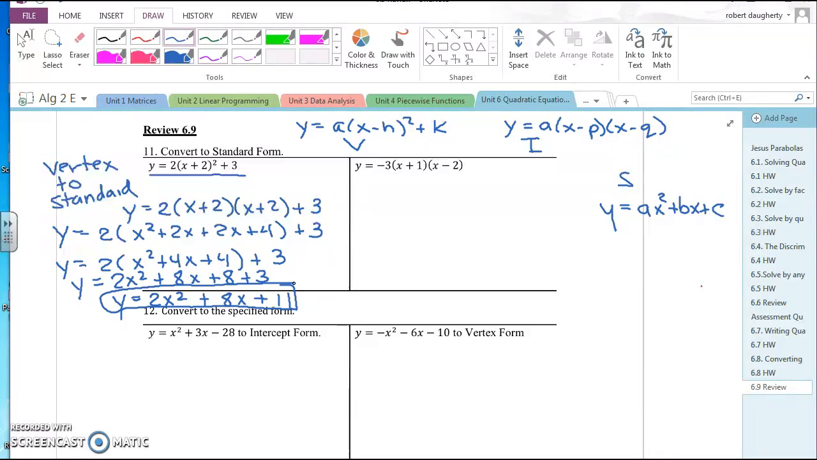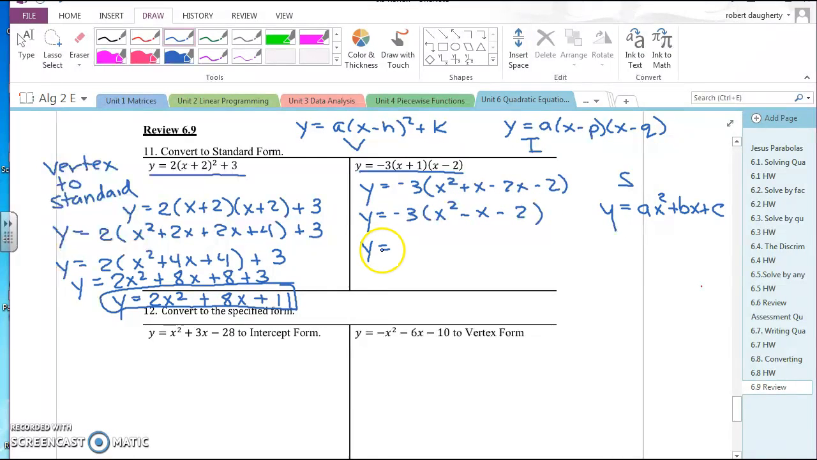Now let's look at the next one. Convert this to standard form. Similar process. You just go through the operation that you see. Minus 3. Now let's multiply, and you get x squared plus x minus 2x minus 2. So that means y is equal to negative 3, x squared minus x minus 2. Y is equal to negative 3x squared plus 3x plus 6.